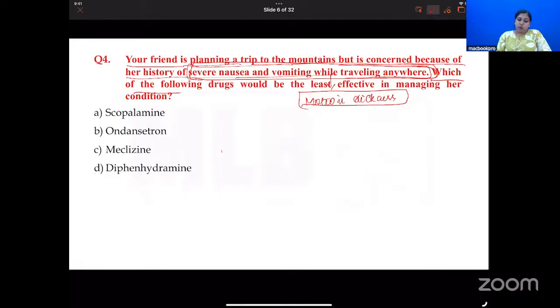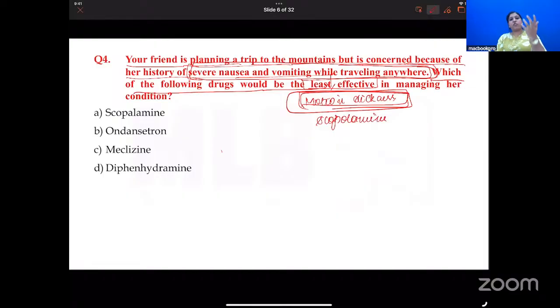So which of the following drugs would be least effective? They're not asking which drug is most effective, they are asking about least effective. But before answering for least effective, tell me what is the drug of choice for motion sickness? Yes, very good, Bhavana. The drug of choice for motion sickness is scopolamine.